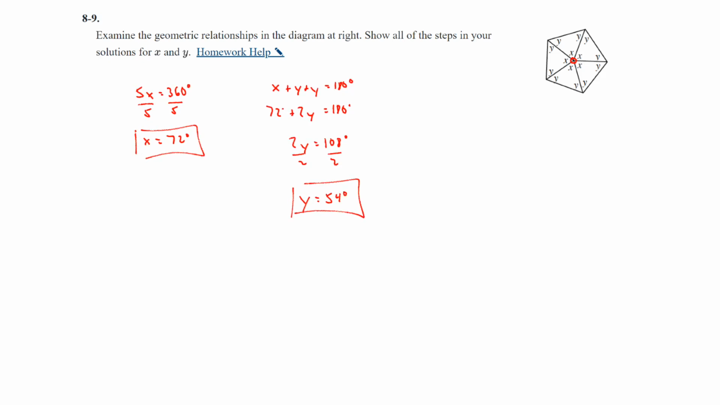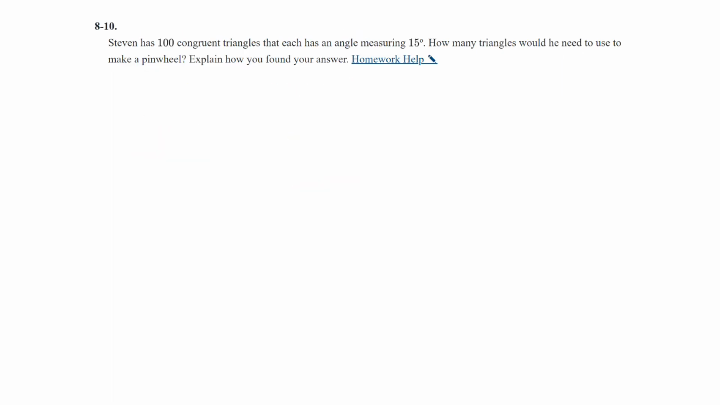So 72 degrees plus 54 degrees plus another 54 degrees should equal 180 degrees. Question 10. Stephen has 100 congruent triangles that each has an angle measuring 15 degrees. How many triangles would he need to use to make a pinwheel? Explain how you found your answer.